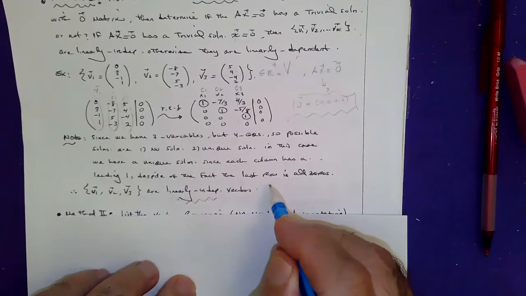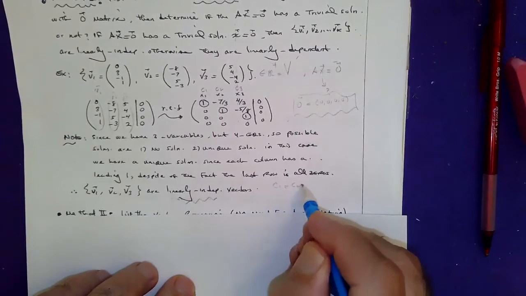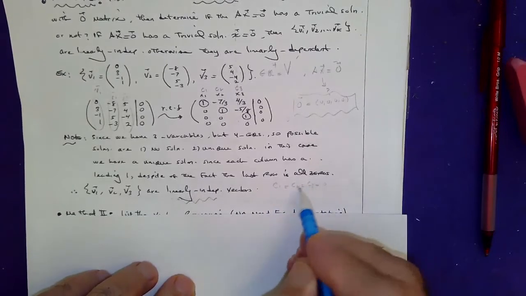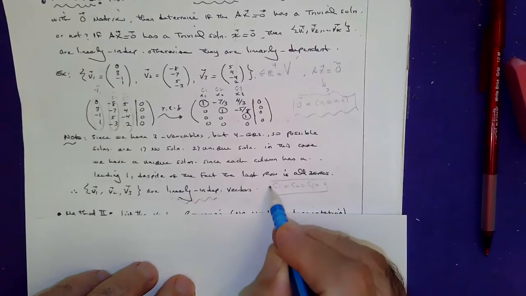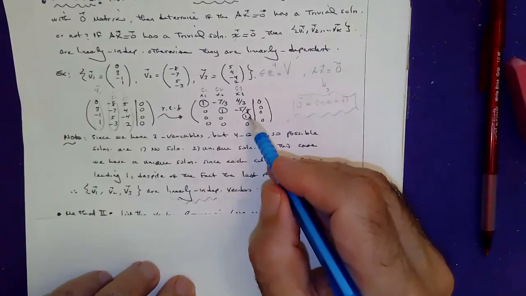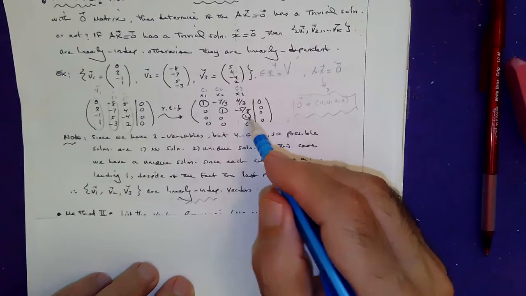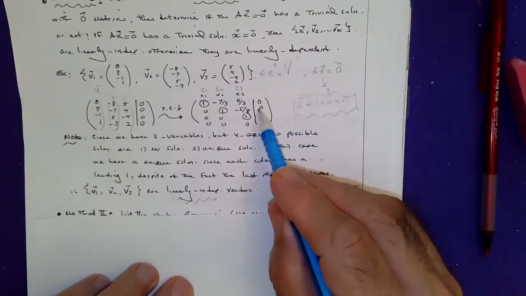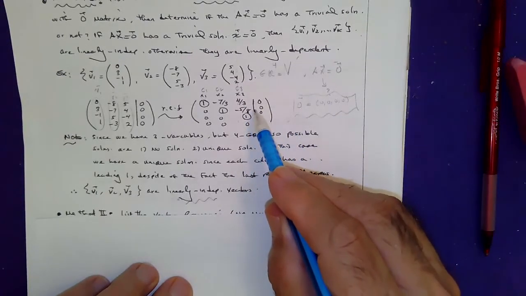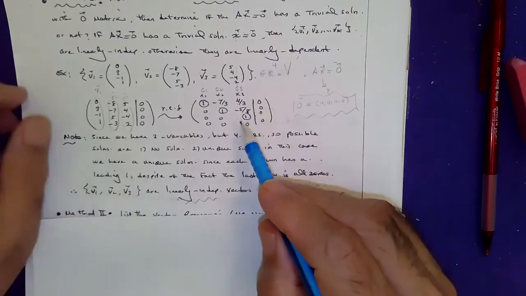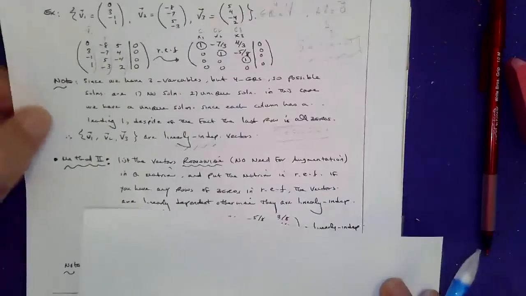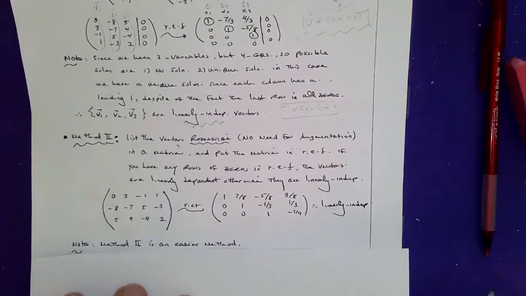In other words, C1, C2, and C3 all came out equal to 0 based on solving this augmented matrix for C1, C2, C3. Do you see it? That's one way to do it. The other way would be like this.